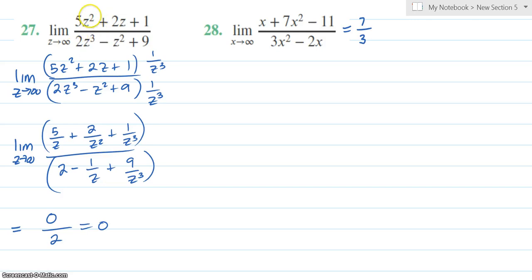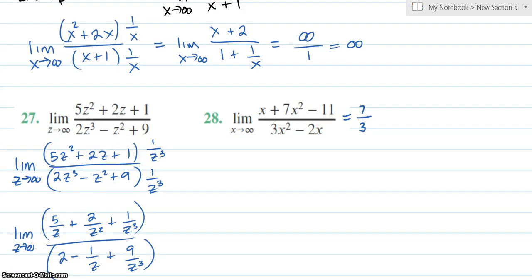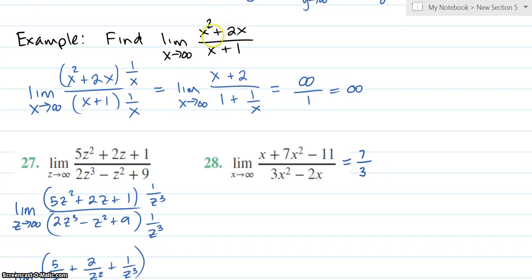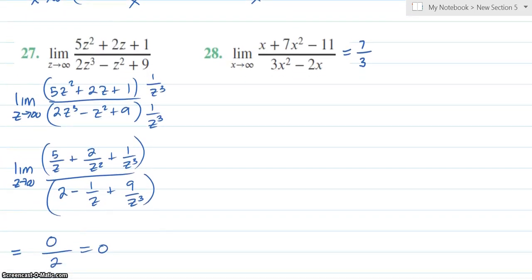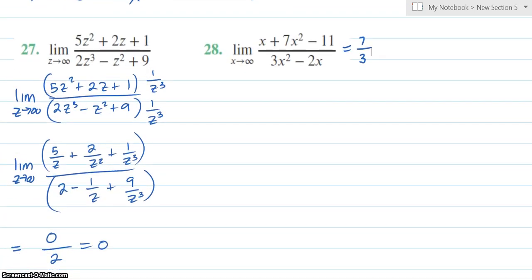On 27, the highest power in the numerator was 5z squared. The highest power in the denominator was 5z cubed. And if you just looked at those, you would get a 1 over z, which is 0. And again, in this example, the highest exponent was x squared and the highest exponent in the denominator was x. So if you look at just that, it's x squared over x, which is just x, which went to infinity. Interesting, huh? But let's go ahead and show this.